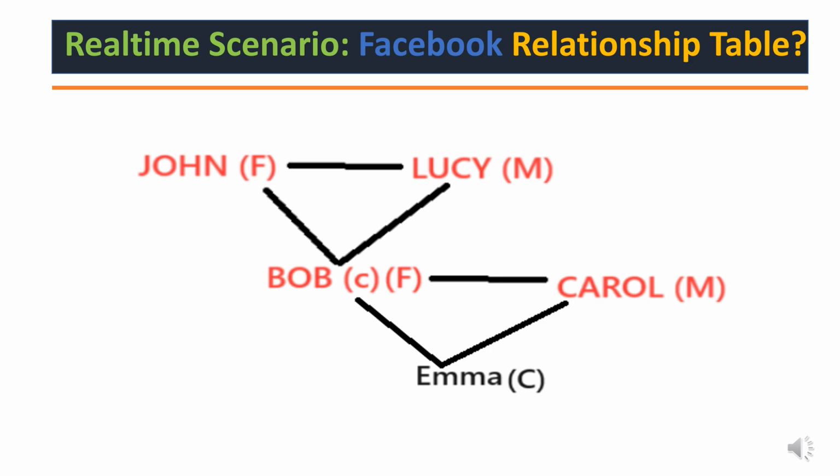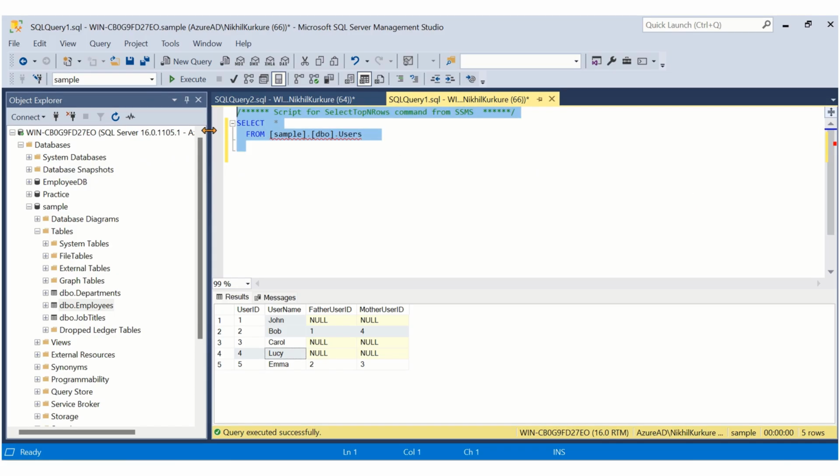It's your relation, your user table, and in the same single table we are going to maintain the relationships between the users. So how can we do that? Here, guys, I have created a user table and I'm storing the user ID, username, father user ID and mother user ID. Why am I storing the father user ID and mother user ID here? Because these are also users.